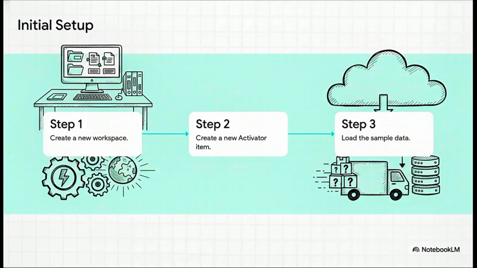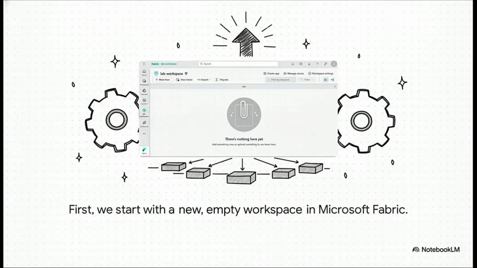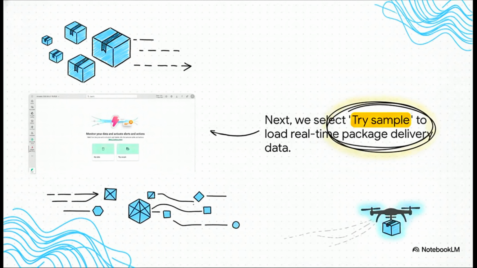Easy enough, right? Okay, so every project in Fabric kicks off inside a workspace. And here we are, looking at a totally clean slate. This is our blank canvas. It's from right here that we're going to build our entire real-time monitoring solution. Now here's what's really cool. Check out how easy it is to get started. We don't have to go find our own live data feed right away. We can just click this Try Sample button, and bam! Fabric Activator instantly populates our project with a realistic, streaming data set of package delivery info.